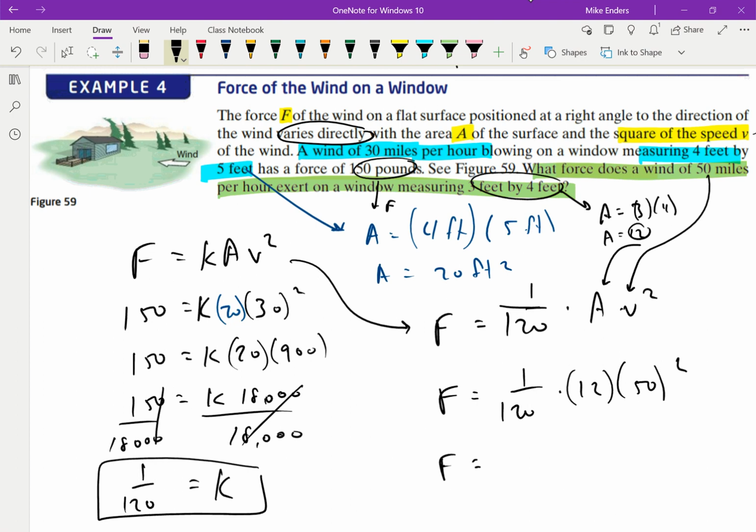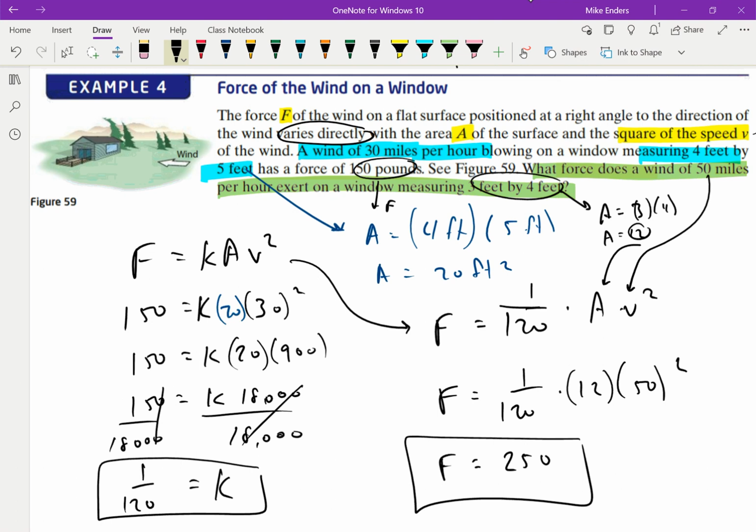On this, we really could just plug that all directly into the calculator and come up with a final response. On this one, we do end up with 250. And so that would be the force that we are applying onto this window.